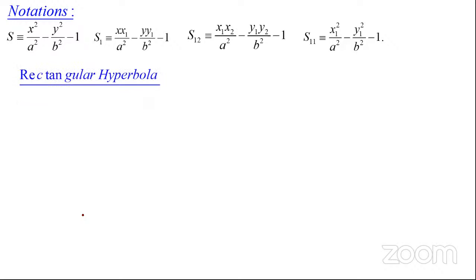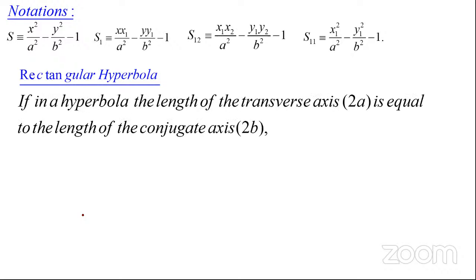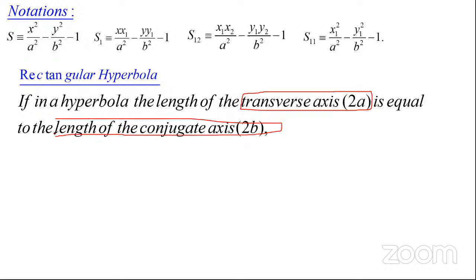Okay, so rectangular hyperbola. A rectangular hyperbola means a hyperbola in which the length of the transverse axis, which is nothing but the major axis, is equal to the length of the conjugate axis. So transverse axis, conjugate axis: this is the length of this and this length. So major axis equal to minor axis. Clearly, major axis equal to minor axis.